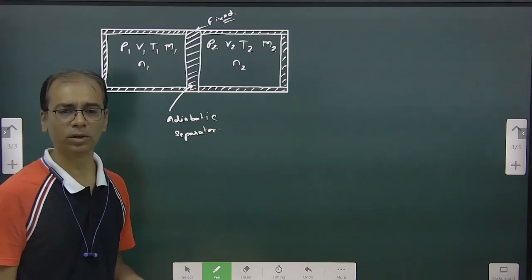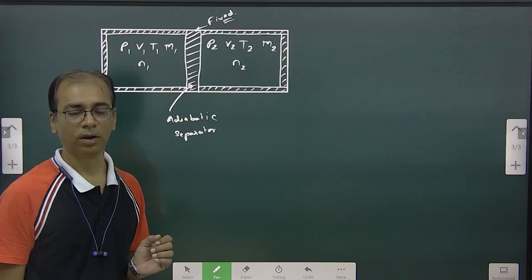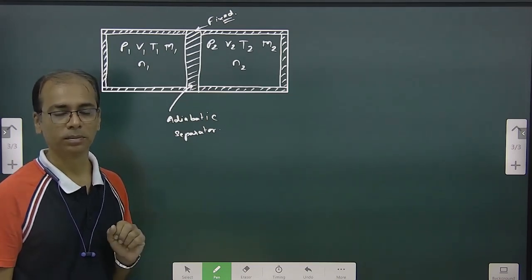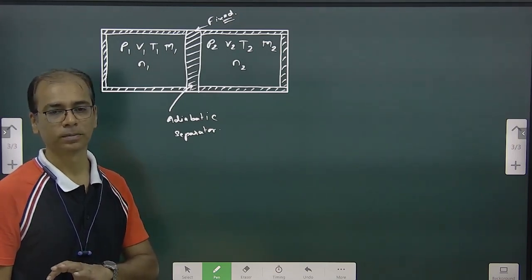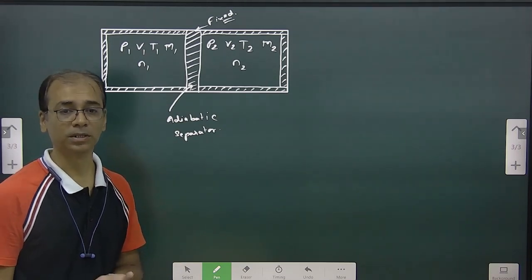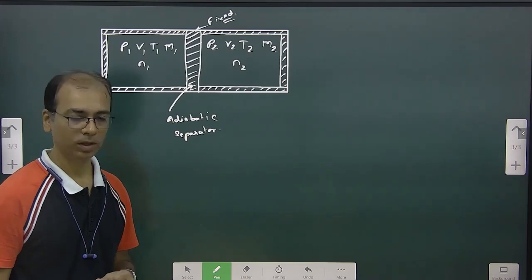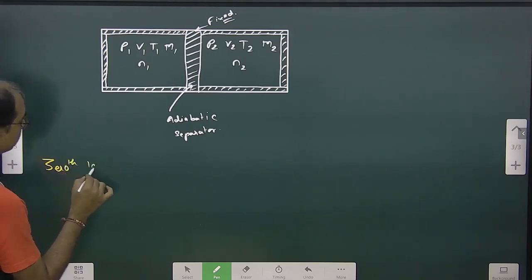Zeroth law, why zeroth law? Because the first law of thermodynamics came first, then came the second law, and the zeroth law came last. But it is very important because it talks about thermal equilibrium. It's a very basic thing. So that's why it is brought before and called the zeroth law. So what is the zeroth law?